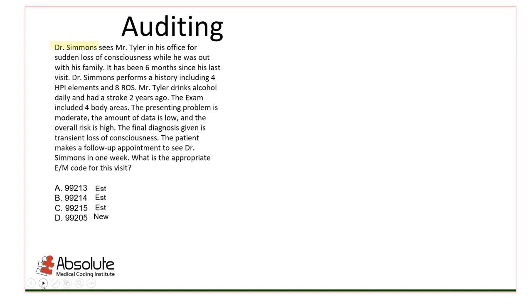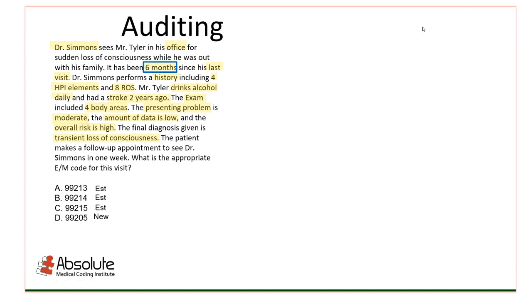So we have Dr. Simmons, office, 6 months, last visit, history, 4 HPI elements, 8 ROS, drinks alcohol daily, stroke 2 years ago, exam 4 body areas, presenting problem moderate, amount of data is low, overall risk is high, and his final diagnosis here is transient loss of consciousness.